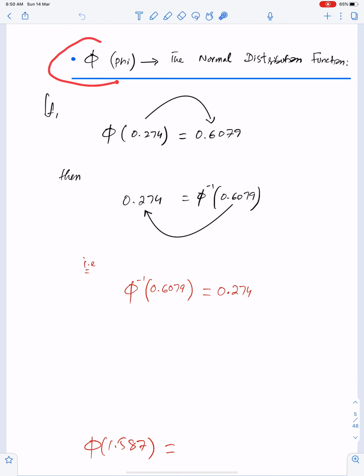Phi. Phi means the normal distribution function. What if we have phi of 0.274? You will get this value from the table or calculator. If we bring phi here, it will become phi inverse like this. Therefore, the value of phi inverse of this number is 0.274.